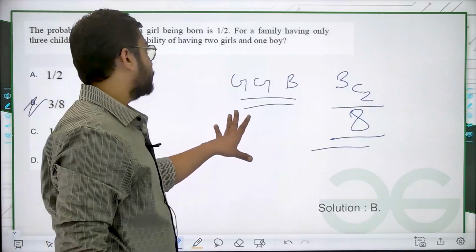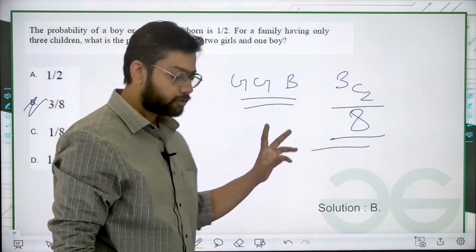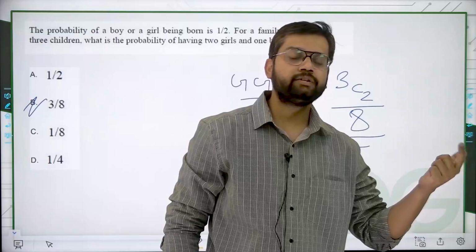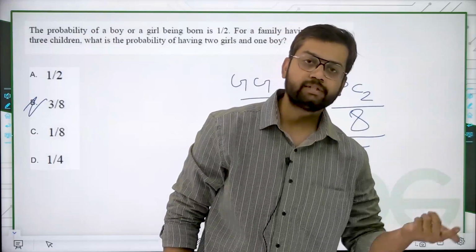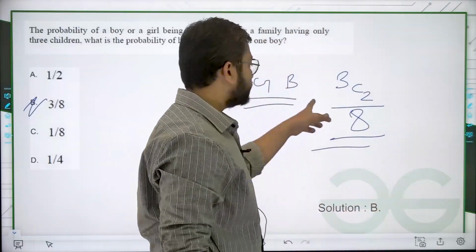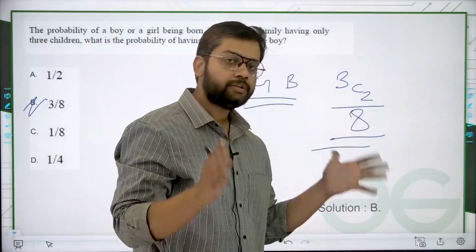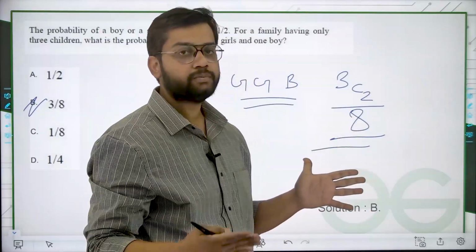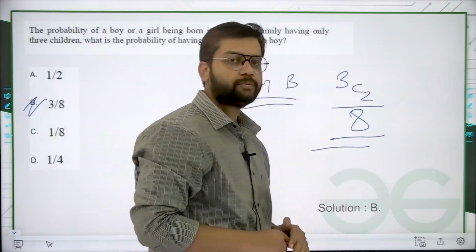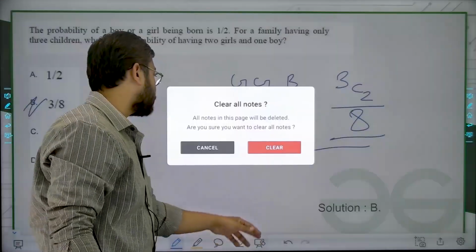Only one thing you need to remember: certain people have got the answer 1 by 4, but if you get 1 by 4, it means you are not doing the probability, you are doing the permutations. On that basis you will get 1 by 4, which is not correct. Here we get 3C2 upon 8 because we have a certain arrangement, and that's it. So we will not solve this question by using permutation. Directly the formula 3C2 upon 8 will be applied. So 3 by 8 will be the final answer for this question.